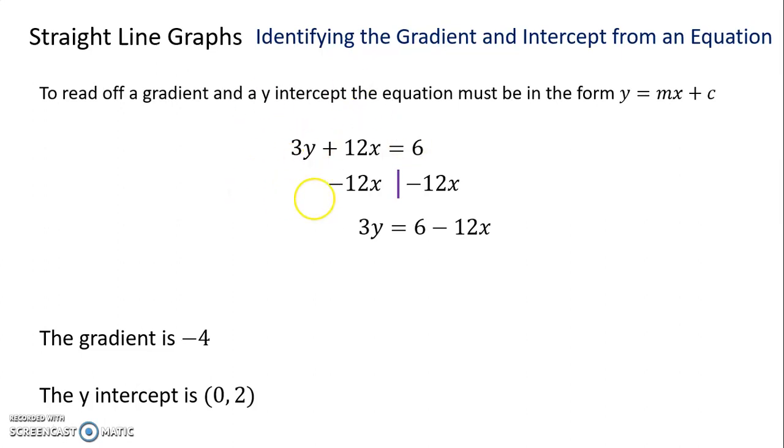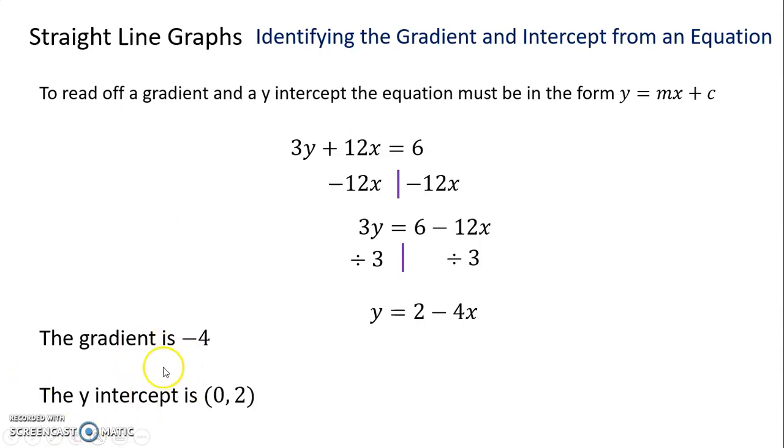Now this still isn't right, even though I've now got just y's on one side, because I've got 3y, and I can't have 3y, it's got to be just y equals. So I now need to divide both sides by 3. And it's important to realise we're dividing this 6 and also this negative 12 both by 3. And that means I'll get y equals 2 subtract 4x. So 6 divided by 3 is 2, and negative 12x divided by 3 is negative 4x.